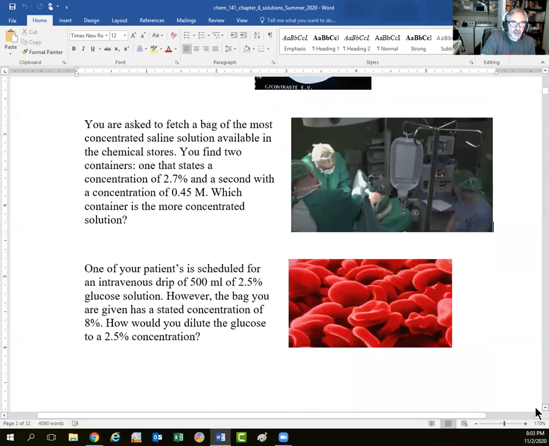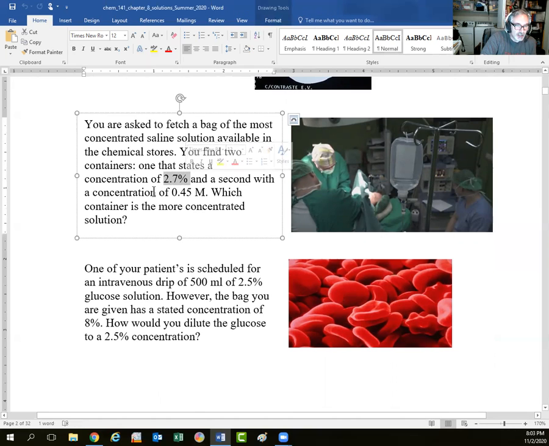Later, you're asked to fetch a bag of concentrated saline solution from the stores. You find that there's a 2.75% solution and a second one with a molarity of 0.45. Which one is a greater concentration of solute? We'll take a look at that and calculating the concentration using a percentage and molarity and how that can be related back to the number of moles of solute in each bag.